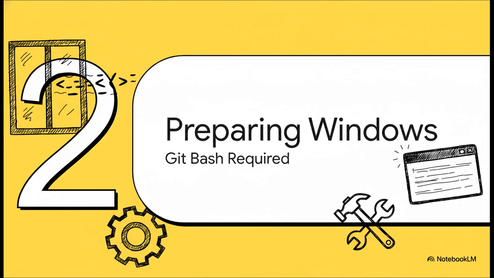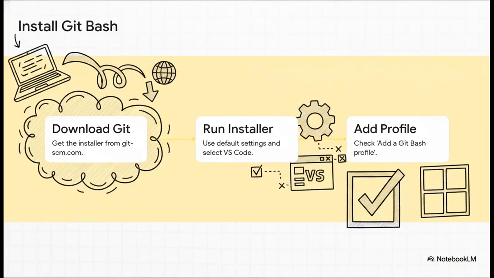Section 2. Preparing Windows. Git Bash required. Before we pull down those amazing models, we've got to prep our environment. Now, Claude Code is a powerful tool, but on Windows, it demands a very specific setup to thrive. The absolute non-negotiable prerequisite, Git Bash. If you skip this, the Claude installer will actively check for it, and the whole process will literally just fail. So grab the executable from git-scm.com, run the setup with defaults, though VS Code is a fantastic default editor if you use it, and make absolutely sure you check the box to add a Git Bash profile to the Windows terminal before hitting finish.